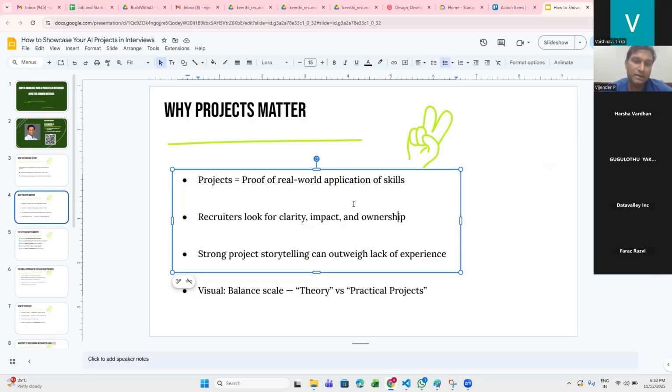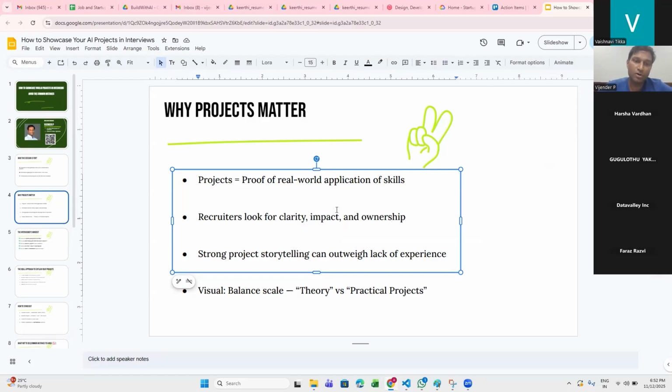Now, impact is, again, what is the outcome of this? Why should you do this project? What happens if you do this project? How is it beneficial to the larger goals? So your project should convey that. Otherwise, there's no meaning. Why are you doing this project?